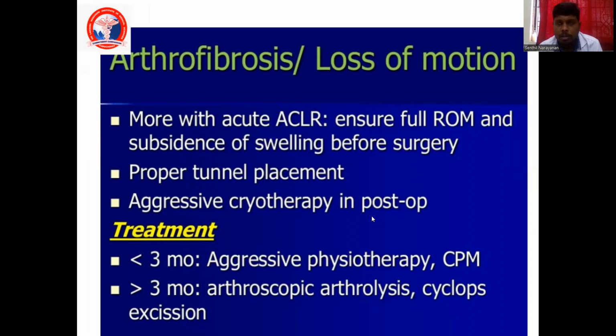There is also fibrous tissue accumulation, loss of motion, knee stiffness, and decreased range of knee motion, more so with acute ACL reconstruction. So you should ensure full range of motion and subsidence of swelling before surgery, using a knee brace. There should also be proper tunnel placement, and you should give aggressive cryotherapy in the post-op period. Treatment of arthrofibrosis: less than 3 months, aggressive physiotherapy and continuous passive mobilization; more than 3 months, arthroscopic arthrolysis and cyclops excision.